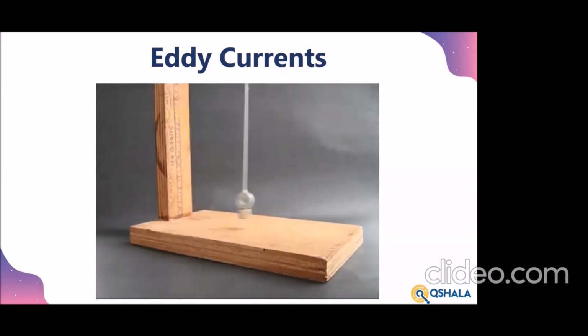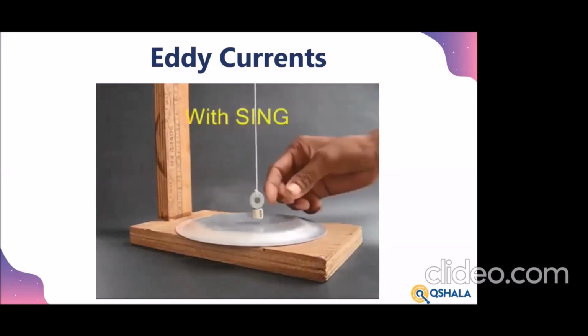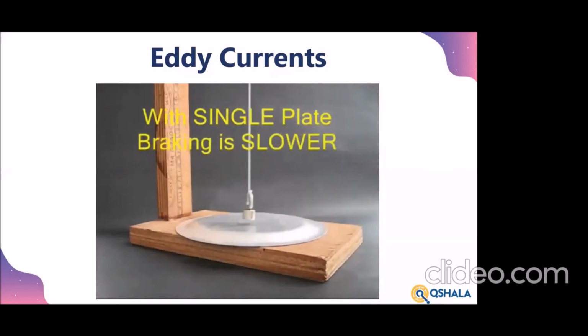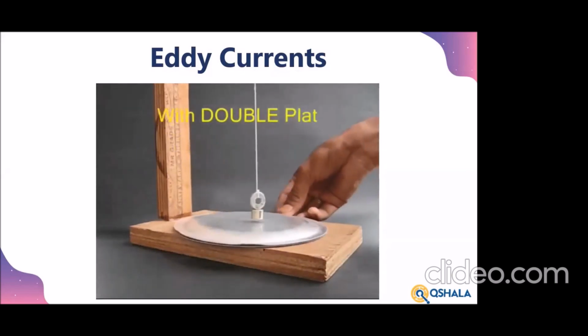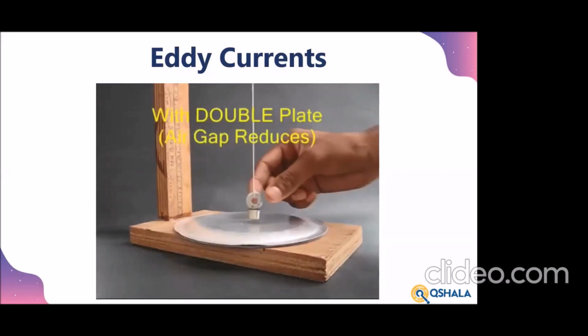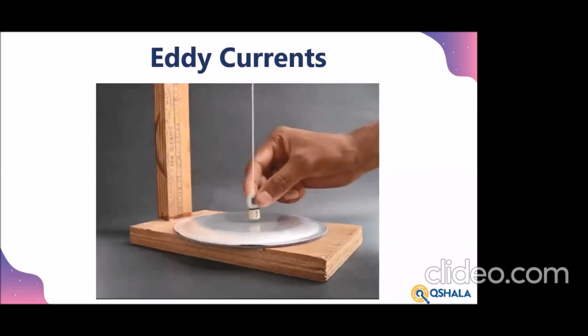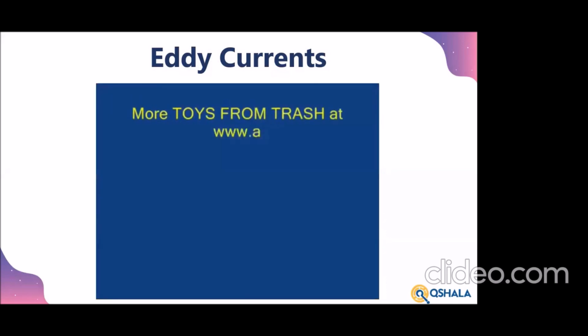Now, with no plate, the magnet swings freely. Once you put one aluminum plate, it stops, but slowly. Now you put another aluminum plate which reduces the air gap, and if you swing the magnet now, the magnet stops much faster. The braking is much faster. This braking is because of eddy currents.